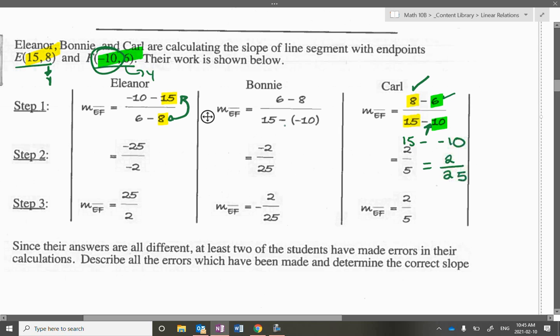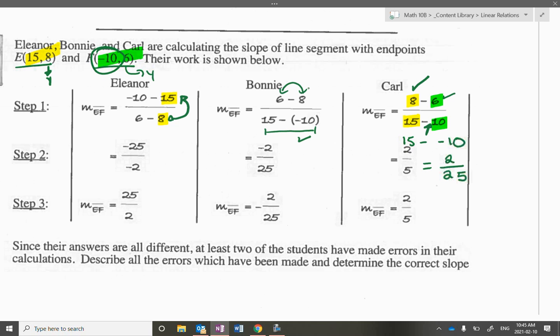See how what Bonnie did, she had laid out her denominator correctly. That portion was right, but she flip-flopped the 6 and the 8. So there's a lot of places to make some really small errors here.